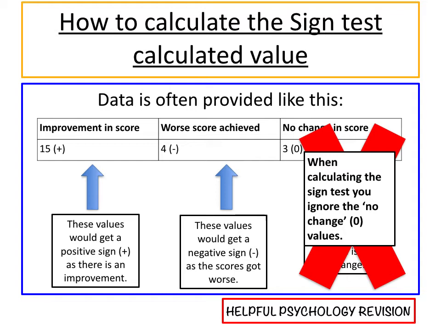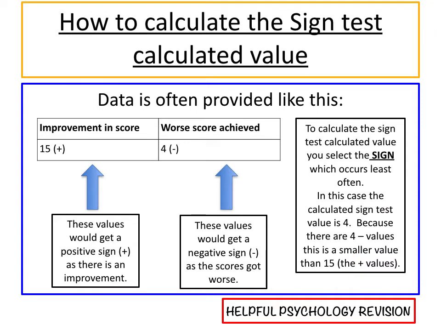When calculating the sign test, we ignore the 0, the no change scores. So we are only looking at the positive and negative values. So to calculate the sign test calculated value, we need to look at those positive and negative scores, and you need to select the sign which occurs least often. In this case, the calculated sign test value is 4, because there are 4 negative values, and this is a smaller value than 15, which is the positive values.